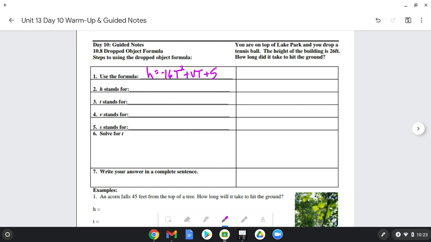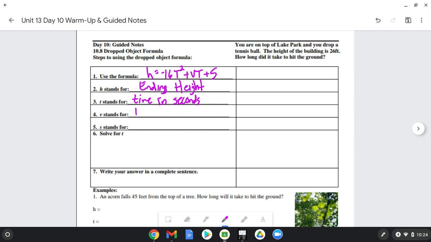So the pieces of that formula: h stands for my ending height. Normally this ending height is going to be the ground, so that's where it's going to be 0 for the most part. T is my time in seconds, and that's what I'm usually solving for. That's what we're always looking for in all these problems. They'll give you all the other pieces except for t. That's the variable that would normally be like our x variable.